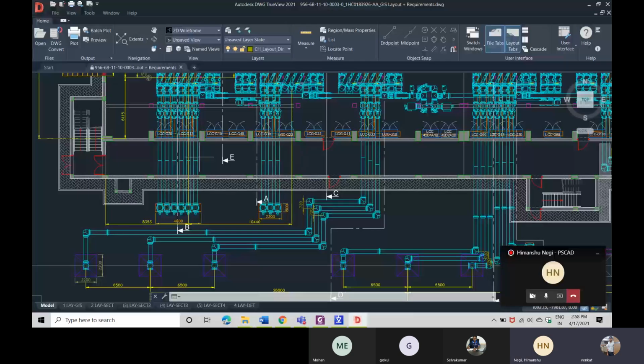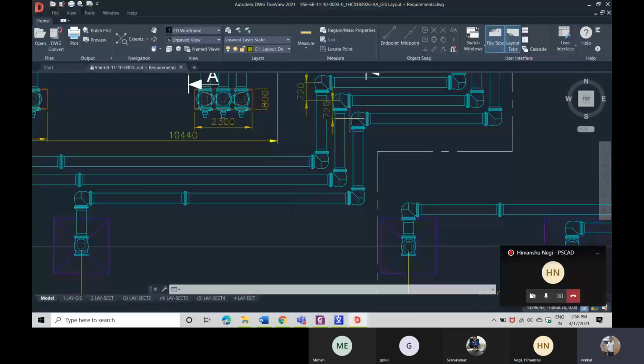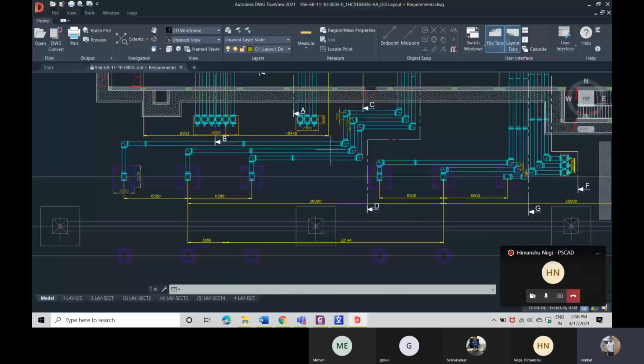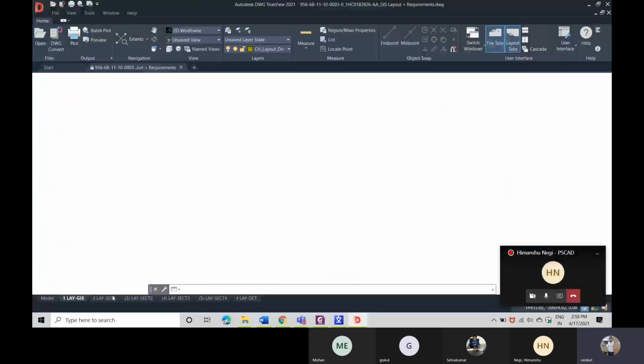Is it a 3D view? No, I hope it is not a 3D view. It is a 2D view. If you want the other views, we can get them on the next sheet. On the layout sheet, they might have given the other views also.